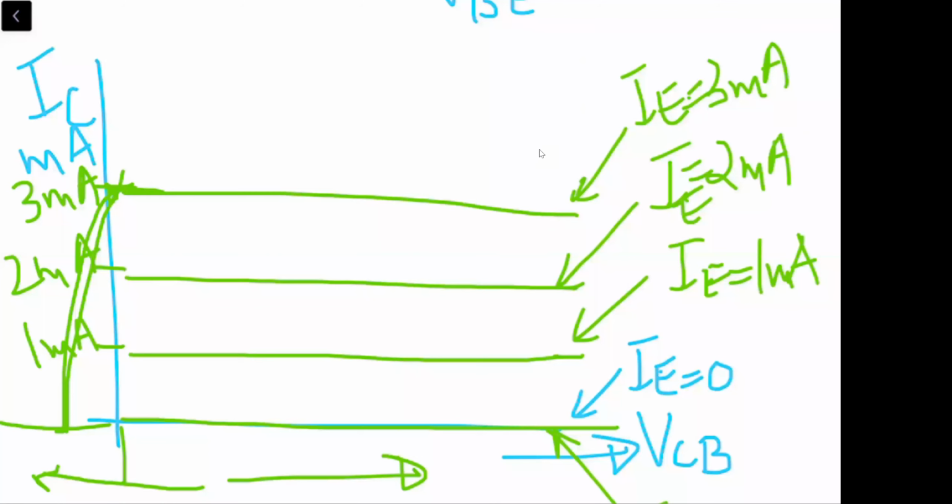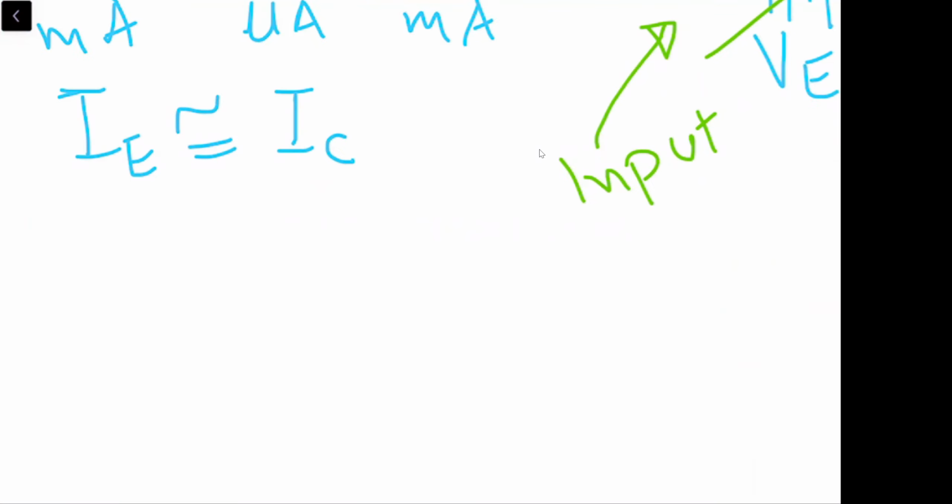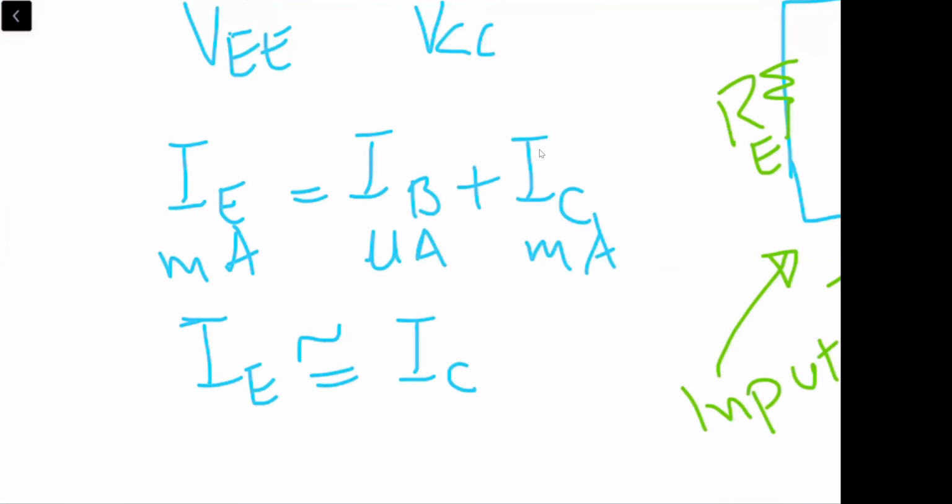If we increase the strength of VCB, the collector current should increase. Let me try to explain the point: we have this equation, IE is equal to IB plus IC, right? And IE is almost equal to IC. The reason is that the base current is in the microampere range, right?